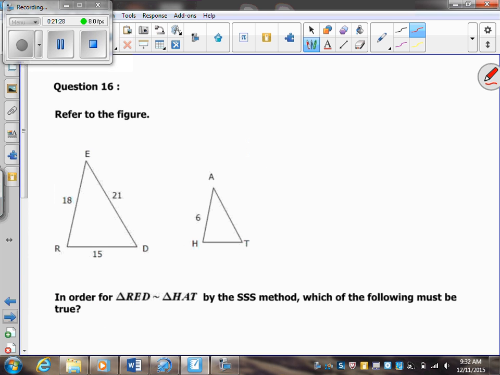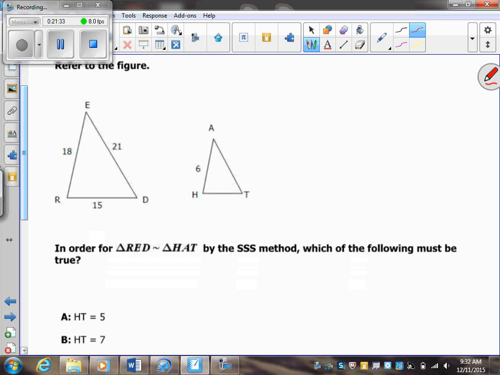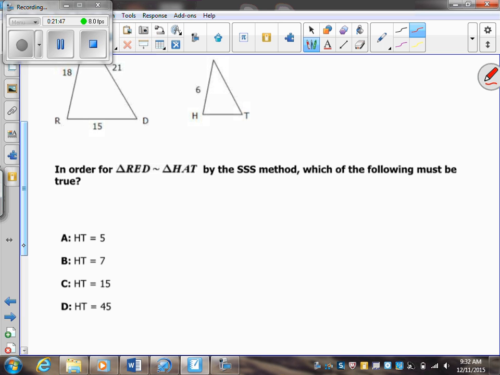All right, 16, refer to the figure. Which ratio is given in order for RED and HAT to be similar by side-side-side, which of the following must be true? If I want to do side-side-side, I need to show that the sides are going to be proportional.